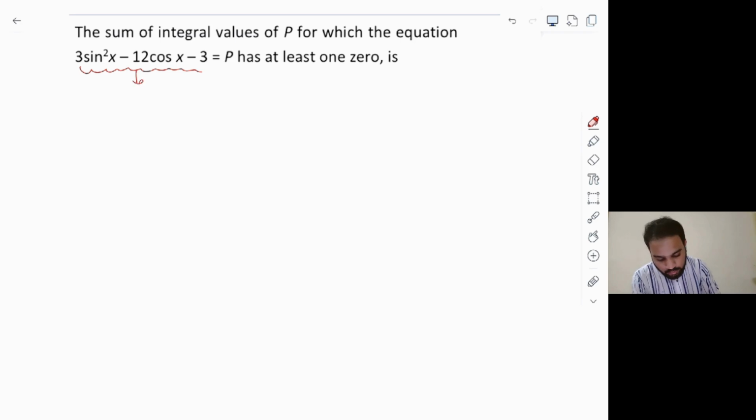So let's take the left-hand side as some function f of x here. f of x is equal to 3 times, and I'm going to write directly here, sine square x is 1 minus cos square x, minus 12 into cos x minus 3.